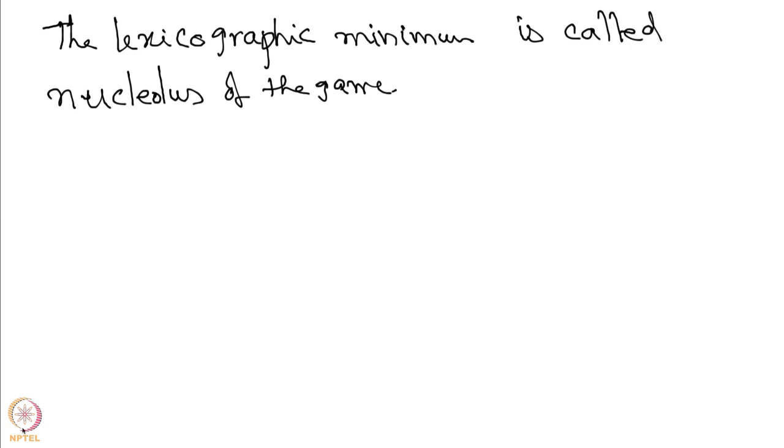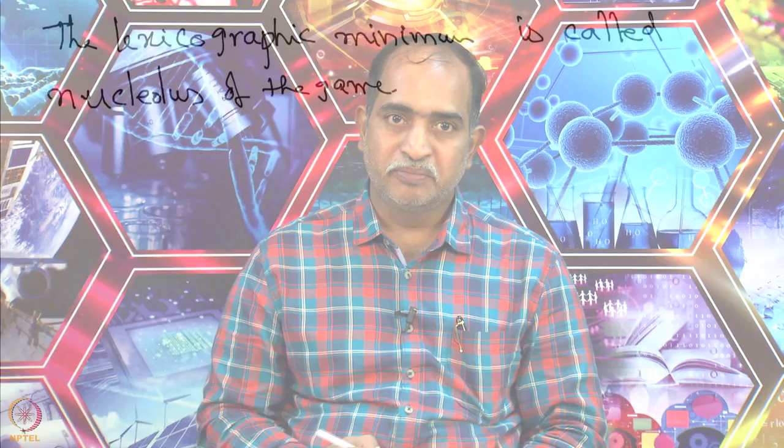Okay. So with respect to this ordering, if there is an allocation vector x which has the minimum, that means every other allocation vector has a bigger excess vector than this one, then I will call such an allocation vector the nucleolus of the game. Of course, does this exist? In fact, there is a very important result here.